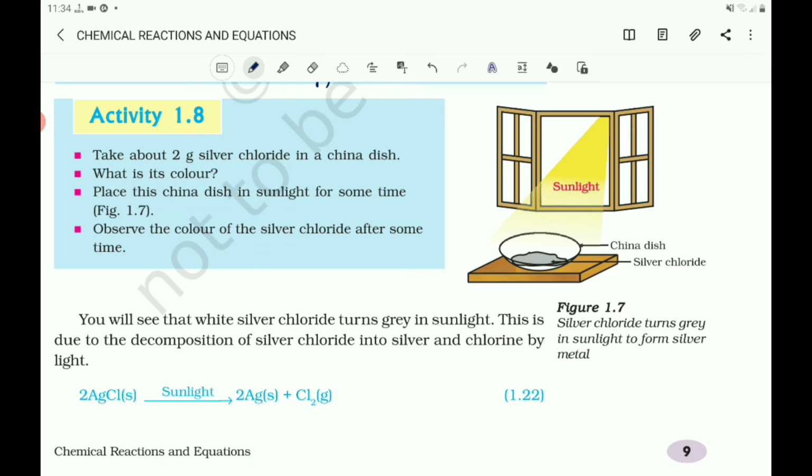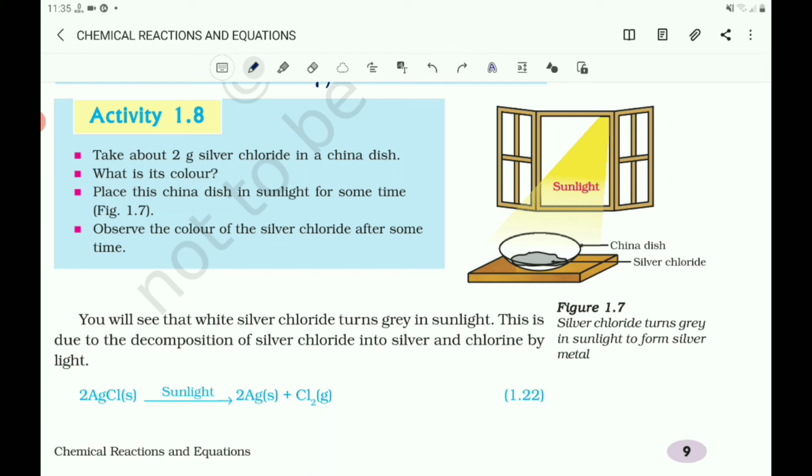That is observed already. So that is also an endothermic reaction, and also it is light decomposition. Here the sunlight, the heat is used. You can say that the decomposition takes place with the help of the sunlight. Here the single reactant, that is AgCl, is converted into two products. It is broken down into two products, silver and chlorine. So this is also decomposition, and that is in the presence of sunlight.